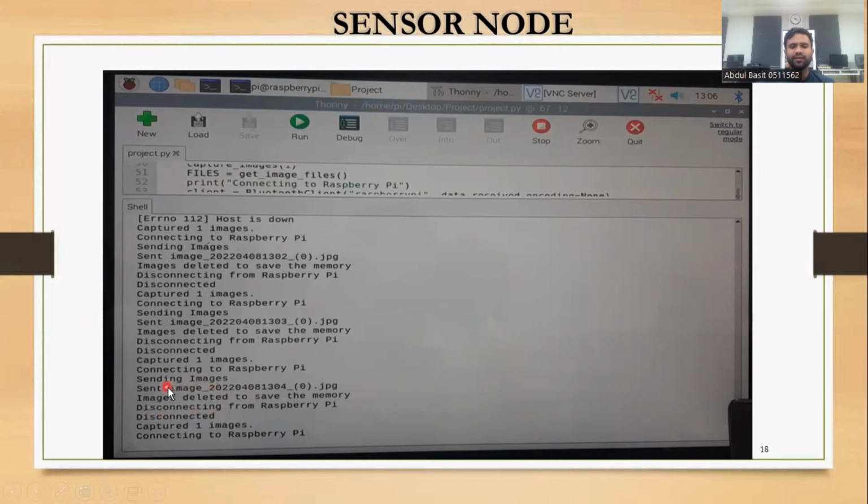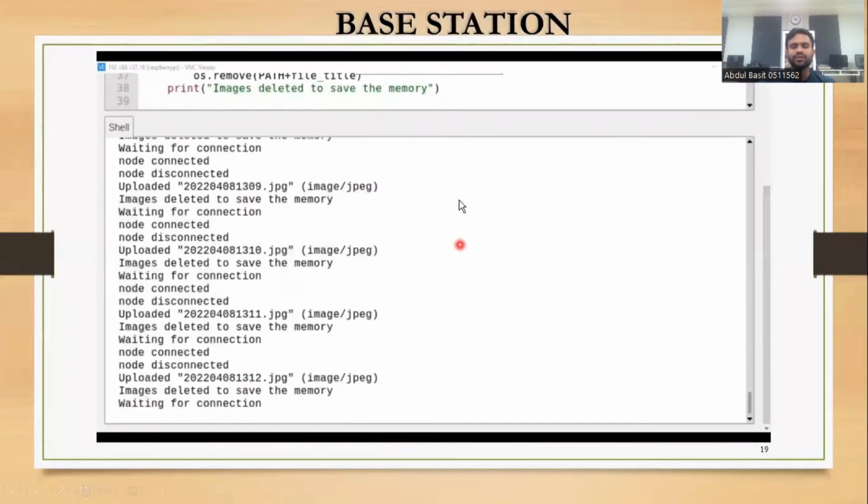So when the image was sent, it was disconnected, and again when a new image was captured, it was sent to the Raspberry Pi, then deleted, and the sensor node Raspberry Pi disconnected itself from the base station Raspberry Pi. And this is the console result of the base station Raspberry Pi. It waits for a connection, and whenever the node is connected, the image is received, and the node disconnects itself from the base station Raspberry Pi.